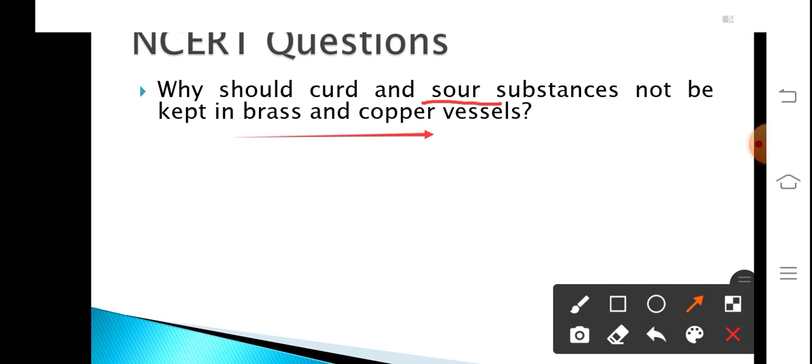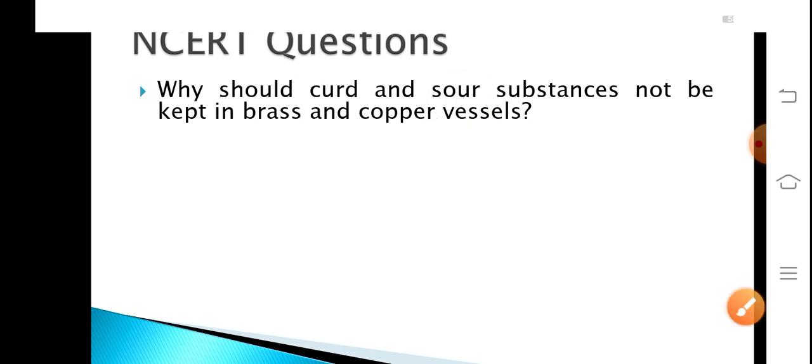So we have learned that metal has a tendency to react with an acid. So if the substance is sour in nature, it means that this substance has a tendency to react with metal. So whenever a sour substance or a curd-like substance is kept in a brass or copper vessel, then both will show a reaction and thus it will deteriorate the edibles, that is the compound which is kept. So we should not keep sour substances in contact with the metals.